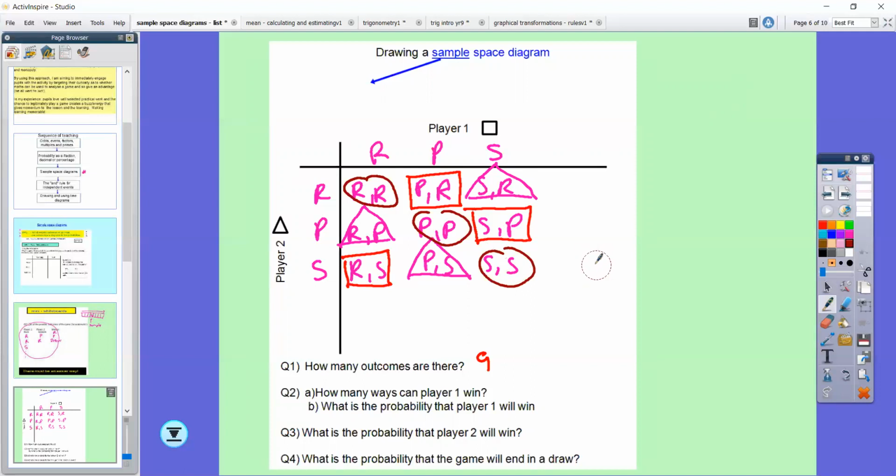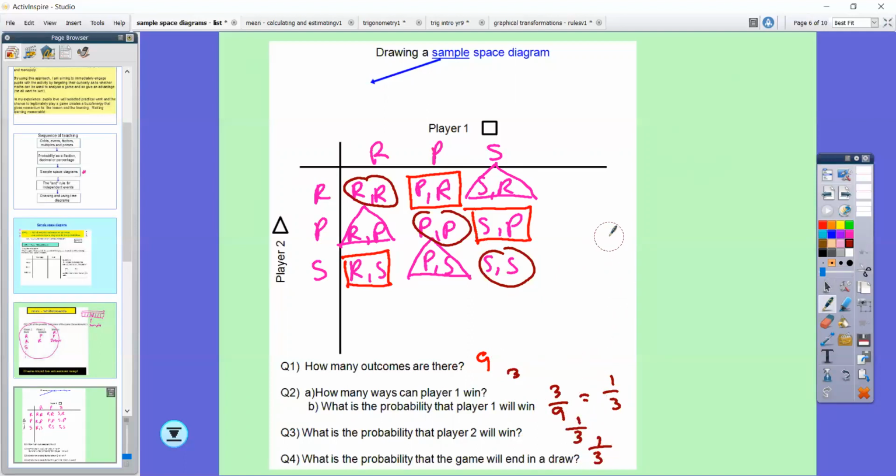Okay. Now, the reason I've done this, you can see first there's a nice little symmetry in this diagram. That they find that quite interesting. How many ways can player one win? Player one can win three ways. What's the probability that player one will win? 3 chances out of 9, 3 ways out of 9, which can be simplified to 1 over 3. Same thing for player two, we get 1 over 3, and probability to draw 1 over 3.